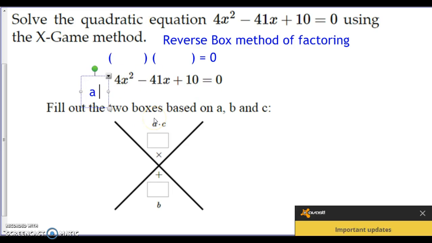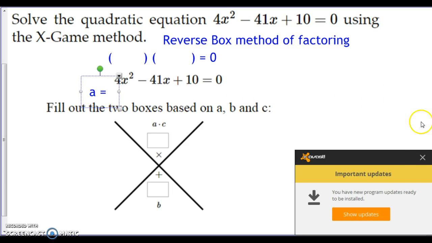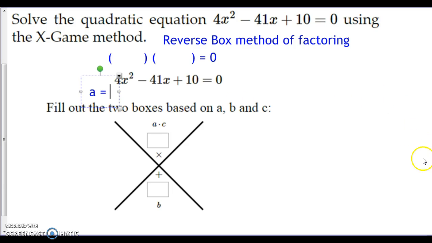We know that the A value is equal to 4 because it's the coefficient of the x squared term. The B value is negative 41, so B is equal to negative 41. We want to make sure that we get that negative sign because that's part of the B value. And my C value is equal to 10. It's positive 10 because there's a plus 10 there. So now we have our A, B, and C values.